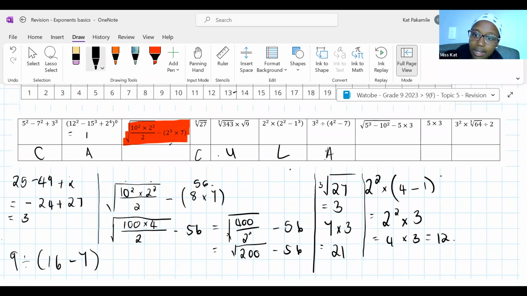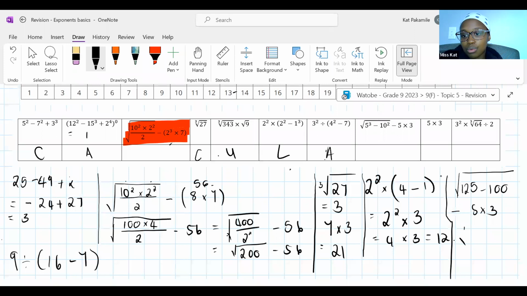Okay. So for number 8, we have the square root of 5 cubed, which is 125, minus 100. Then we're gonna minus 5 times 3. Let me do this so we see where we're writing. 125 minus 100 would leave us with the square root of 25 minus 50. It's supposed to be minus or plus, guys. The square root of 25 is 5.